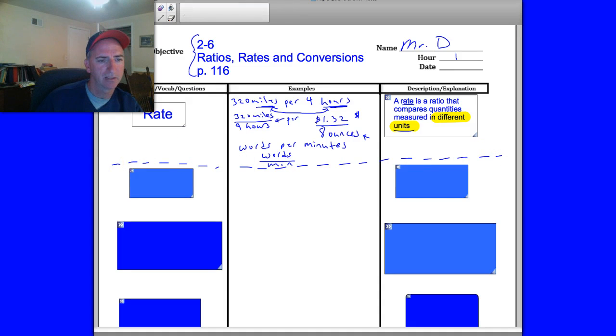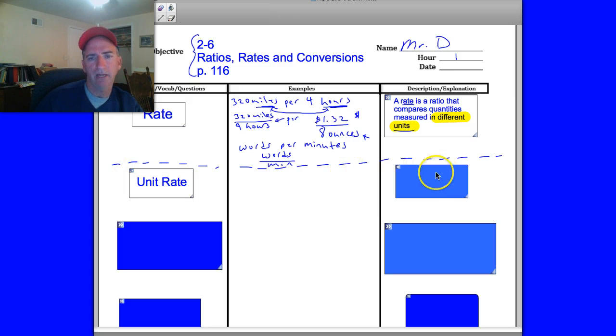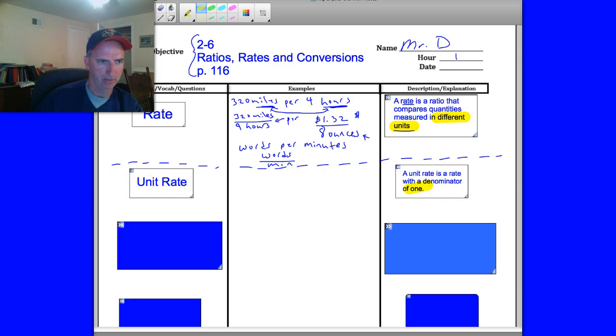And the next word that we're going to talk about is the word unit rate. Unit rate. A unit rate is a rate with a denominator of 1. A rate with a denominator of 1. Well, if the denominator is 1, that would be like if I said 25 miles per 1 hour. That's a unit rate because that's a 1. Now, it's a rate because it's miles per hour. It's miles per 1 hour. Or if I said I paid $2.99 for 1 pound.